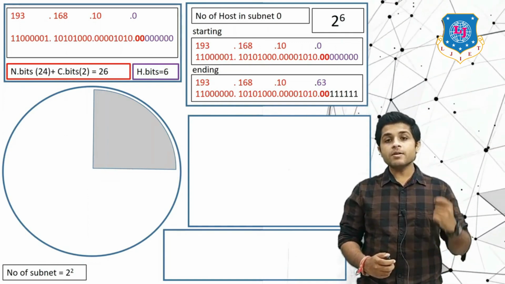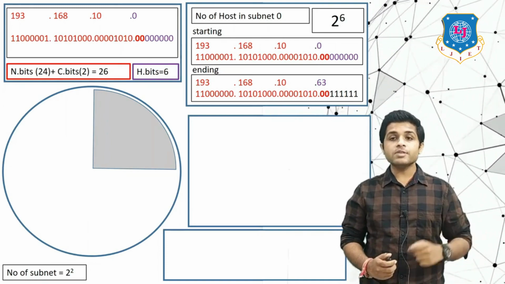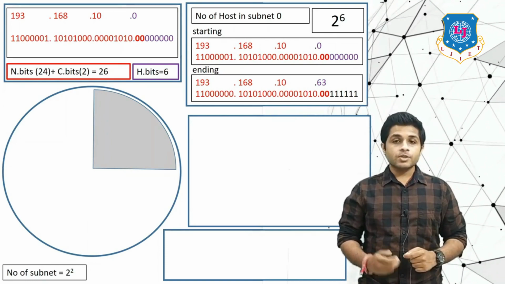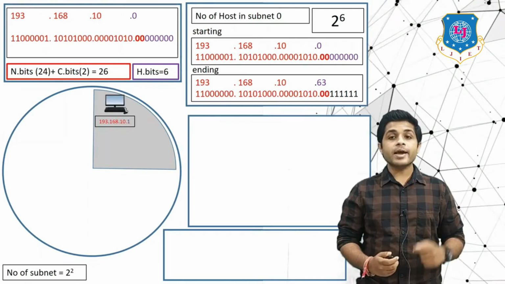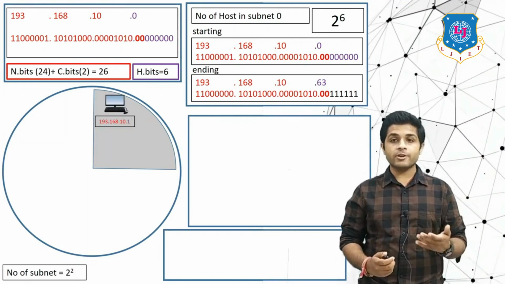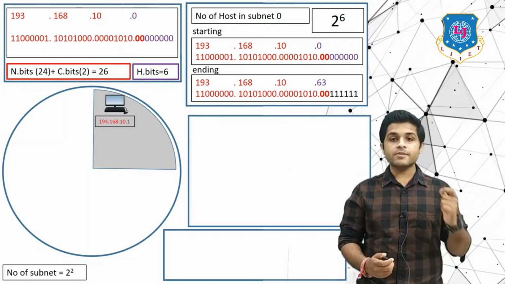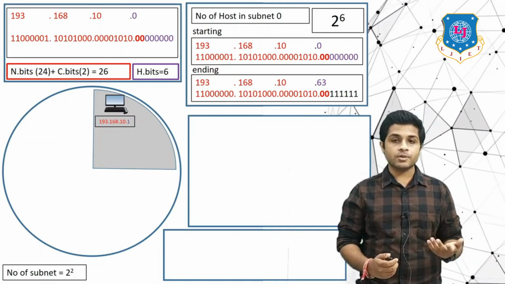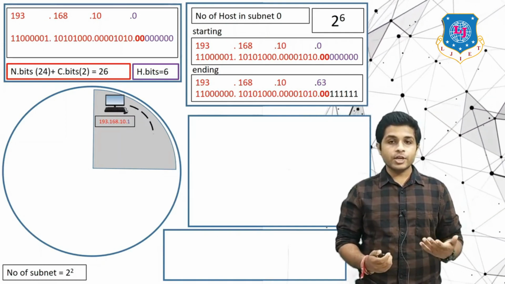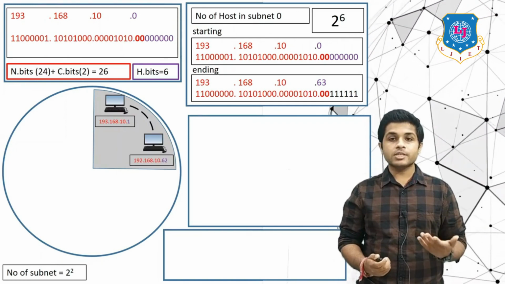So what will be the IP address of the first device in subnet 0? The first device will get 193.168.10.1. That is the first usable address in subnet 0. Then 10.2, 10.3, 10.4 up to 10.62.